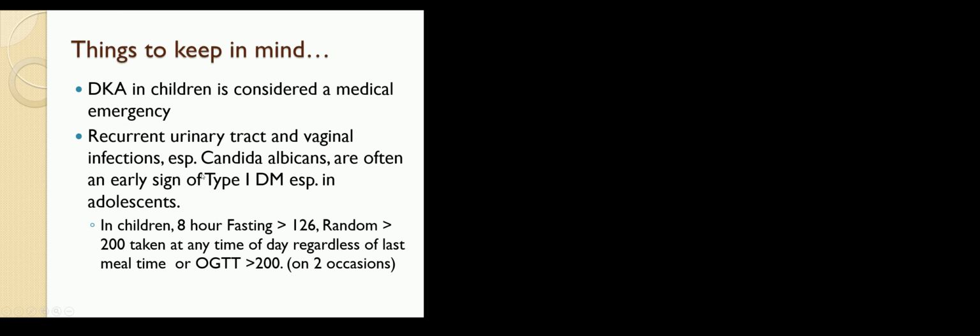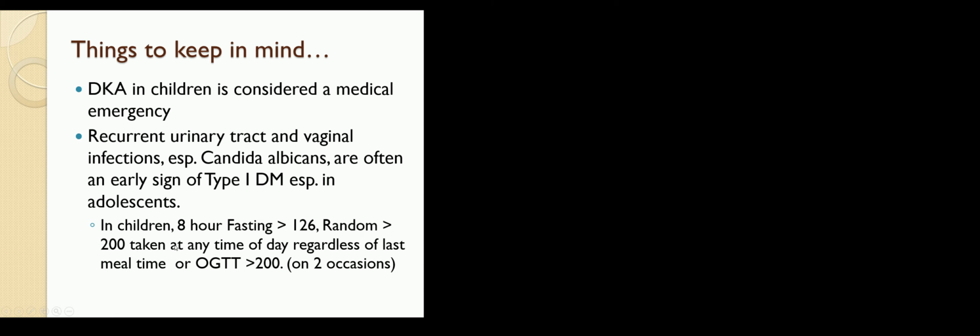Some other things to keep in mind, DKA in children is considered a medical emergency. Recurrent urinary tract and vaginal infections, particularly candida, are often warning signs of type 1 in adolescents. So you've got an adolescent who just keeps having infection after infection, UTIs, vaginal infections. Then you really want to monitor them and make sure they're not developing diabetes.